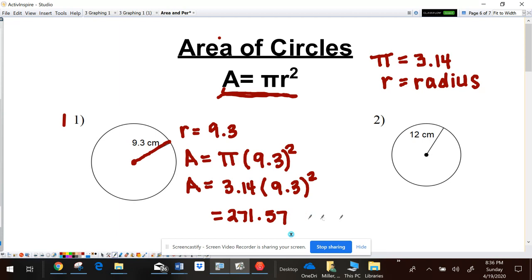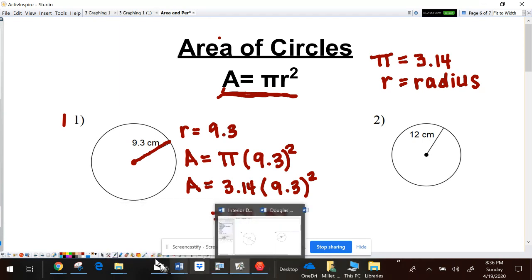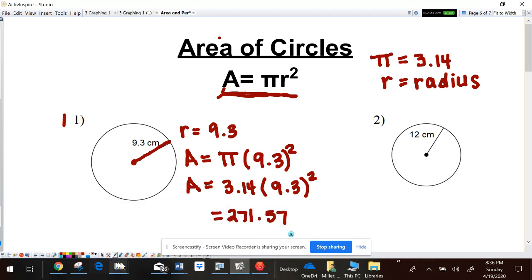Okay, now let's take a look at number 2. First thing we want to do is look at the radius of the circle.